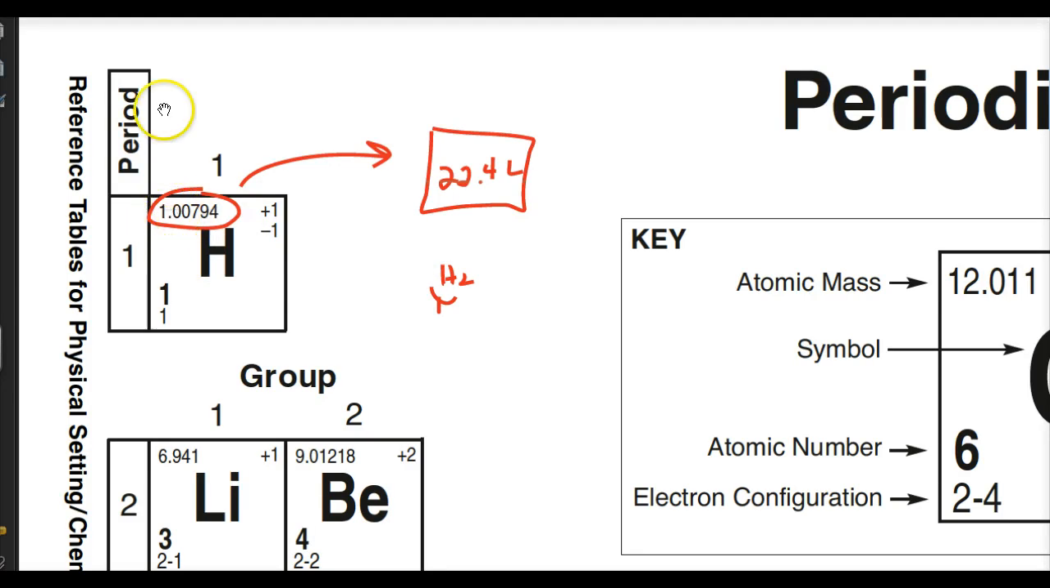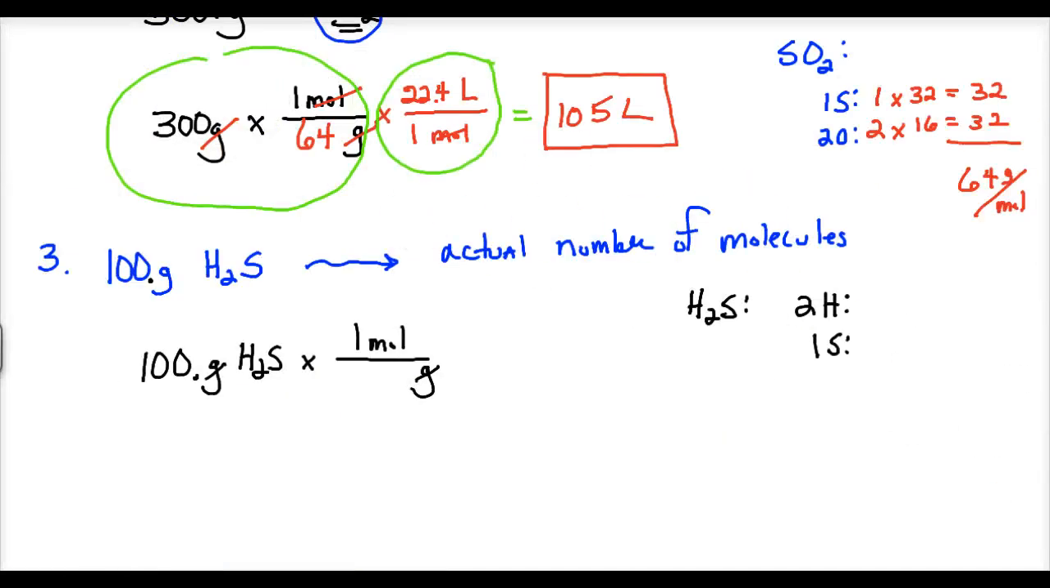So loaded with that information, we go back to our problem, and we know that our sulfur, there's one of them in the actual molecules, so 1 times 32 gives me a 32. That's the mass for all the sulfur atoms, okay? And then we have 2 H's.